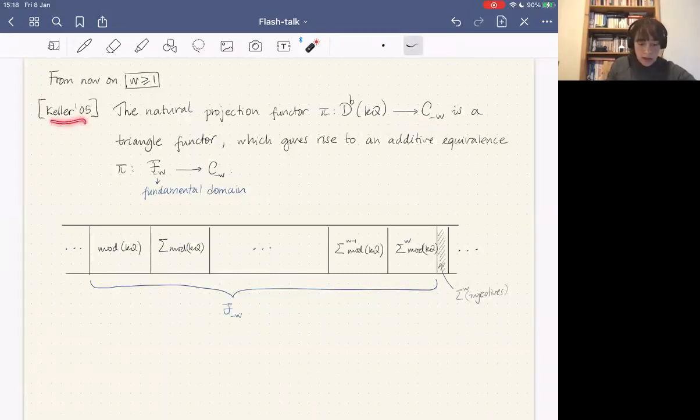And there's a theorem by Keller that says that we can consider the natural projection functor from the derived category to this orbit category. This is a triangle functor, and it gives rise to an additive equivalence between the orbit category and this fundamental domain in the derived category. So this is going to be the fundamental domain of this orbit category. And what is this? So this is a picture of the derived category. It's hereditary, so we have blocks given by the module category and the shifts. And so the fundamental domain is these blocks mod up to the Wth shift of the module category, but we're going to remove the injectives in this last block. So this is a fundamental domain. This is what this notation means.